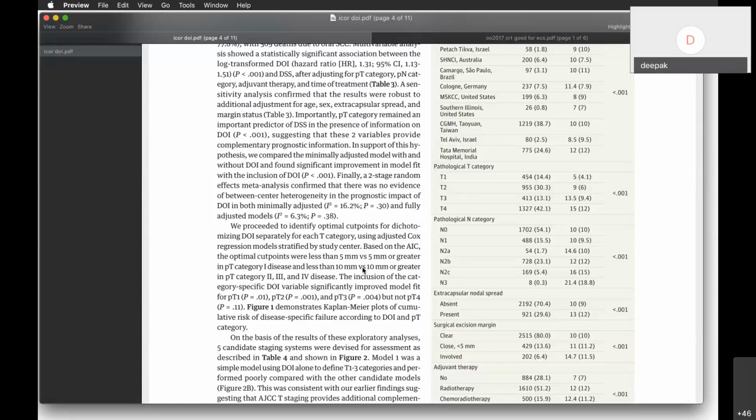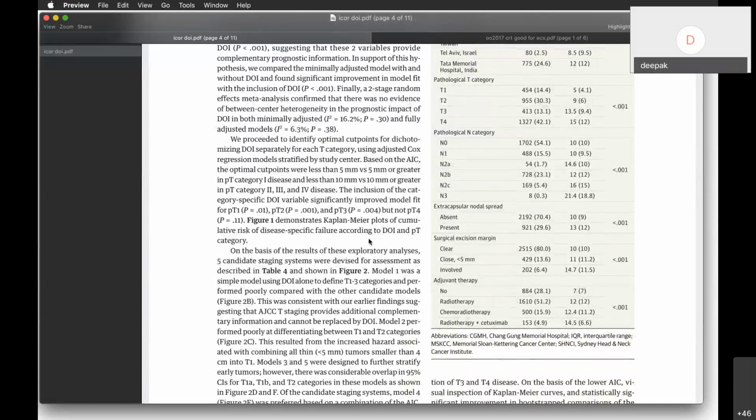So what did they do? Once they had probable cutoffs, they had an exploratory analysis and candidate staging systems. They had 5 candidate staging systems to compare with each and every one. I would leave you to read the different staging models that they had made.